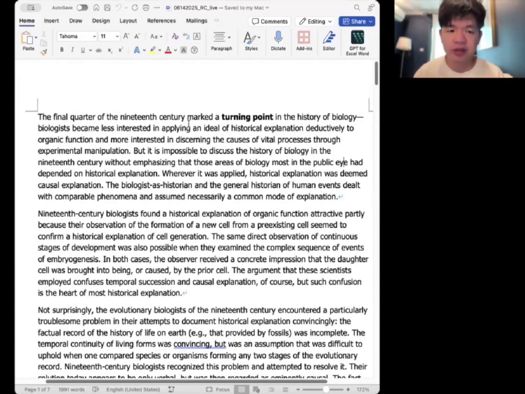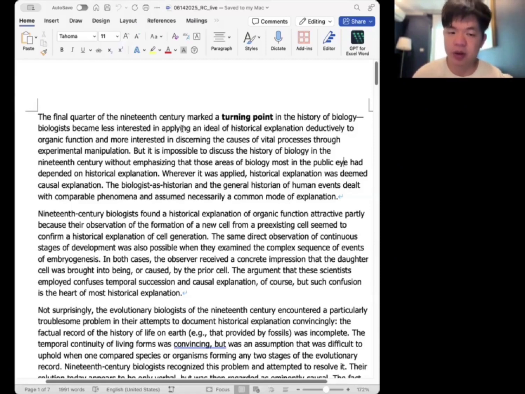Well, what did he say? He said that in the late 19th century, the last quarter was the last 25 years of the 19th century. Well, it symbolizes a turning point. Well, this sentence is probably the only one you can understand in the whole article. Then he said something about type change. I said that biologists have become less interested in what things. There are relatively few people who apply an idea of historical explanation deductively to organic functioning.